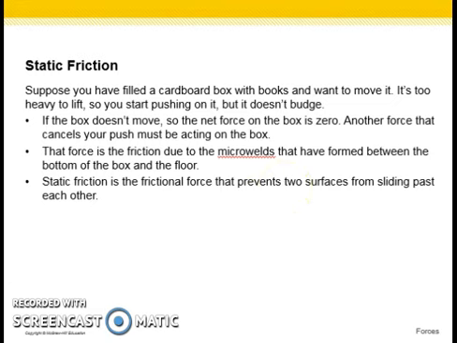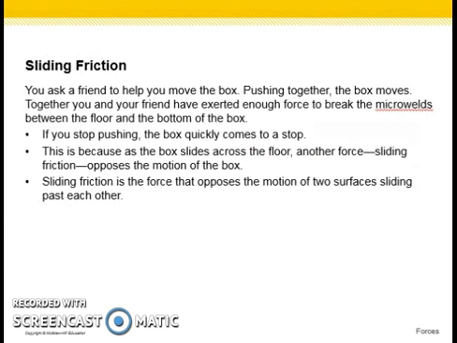So let's just look at our example for a minute. Suppose you have filled a cardboard box with books and you want to move it. Now it's too heavy to lift, so you start pushing on it, but it doesn't budge. If the box doesn't move, the net force on the box is 0, so another force that cancels your push must be acting on the box. That force is the friction due to the microwelds that have been formed between the bottom of the box and the floor.